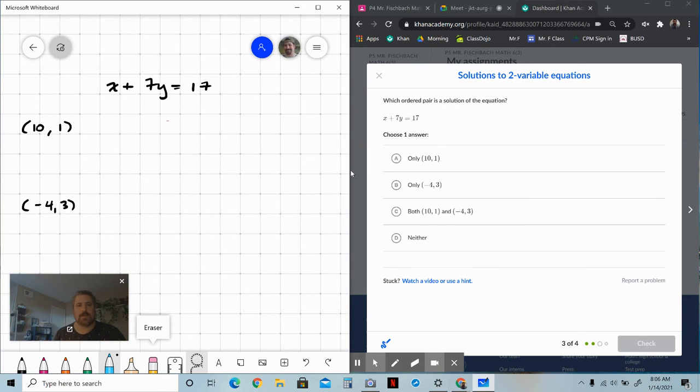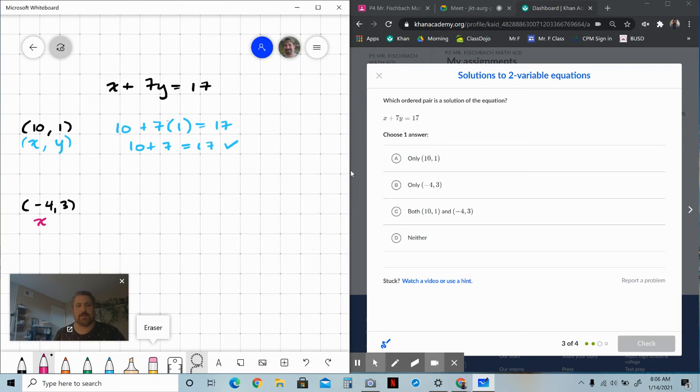We know that the x is always the first value, the y is always the second, so that's the xy. So when we plug it in, we say that the value of x, 10, plus 7 times the value of y, 1, is equal to 17. Now obviously that works, right? Because that's 10 plus 7, which is of course 17, so that feels pretty good. That's a true statement. Alright, so we know 10, 1 works. Let's try the other one out.